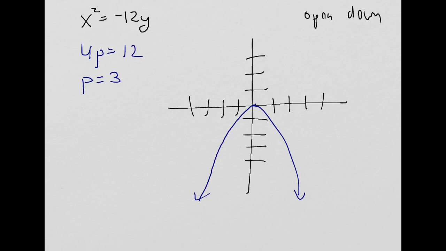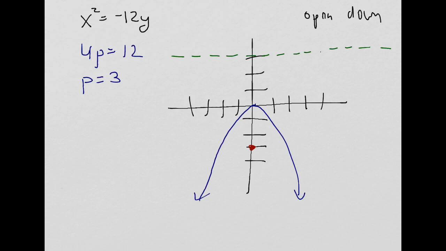Now, how are we going to determine where the focus is? That's based on p. P is a distance. We want to go 3 units from the vertex inside the parabola. Remember, the focus is a point. The focus should be 3 units away inside the parabola. And similarly, the directrix should be 3 units away on the other side of the vertex. Remember the directrix is a line. So we want to go 3 units away and draw the line that way.